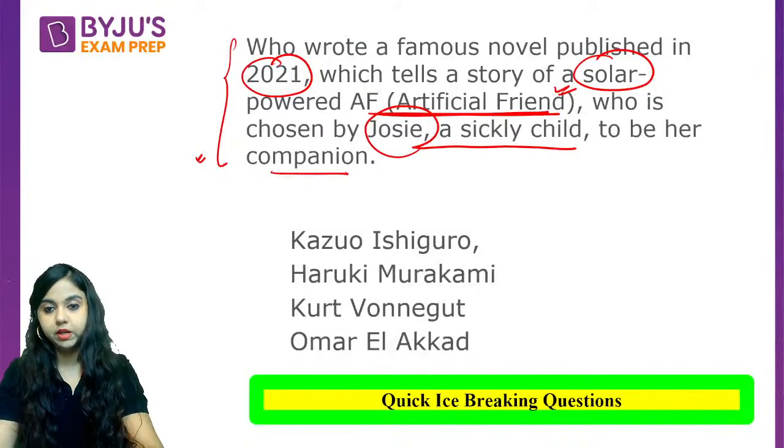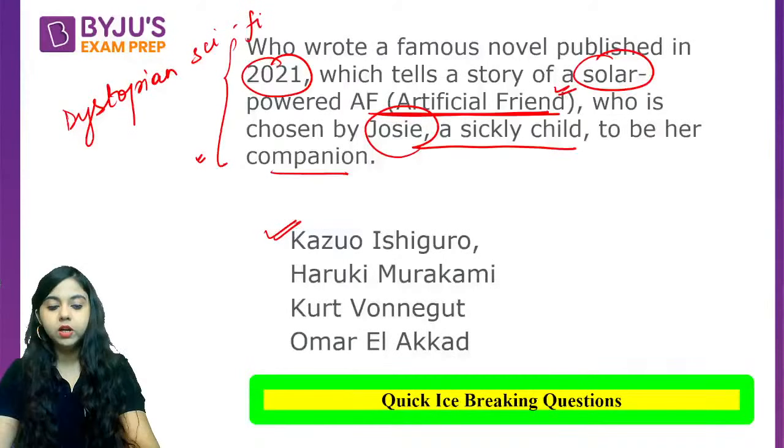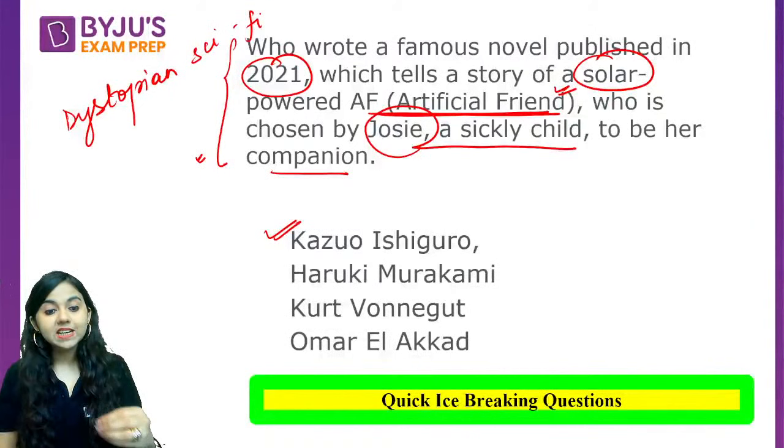What kind of a story is it? It is dystopian sci-fi, trying to tell you how, in the world of technology, the human bond and the human condition are going to get even worse.